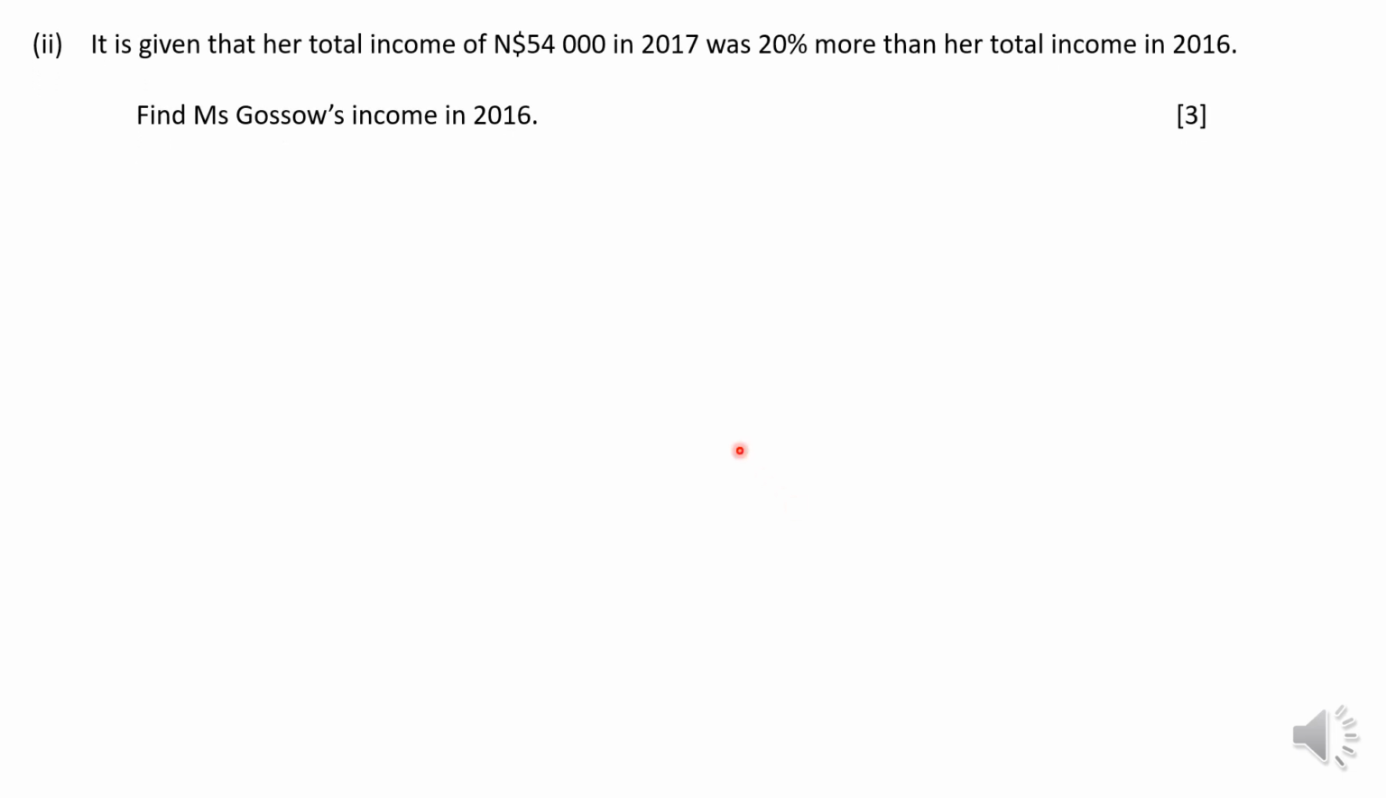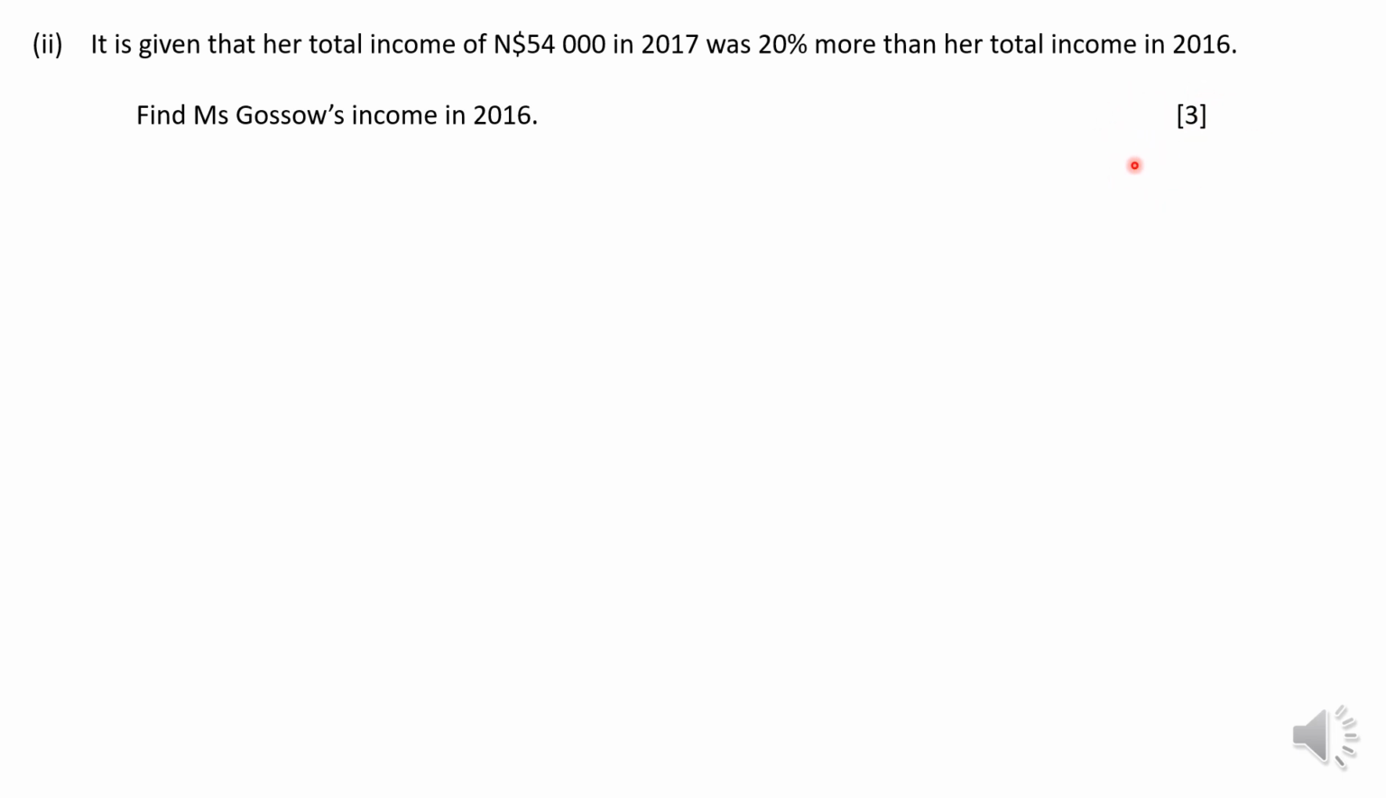Then the second part of this question says that the income of 54,000 that she had in 2017 was 20% more than her total income in 2016. Again, we don't know what her income was in 2016. So we go to the past. Since we don't know what it was in the past, be very careful. Look at the marker location.